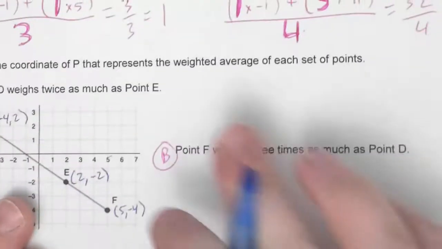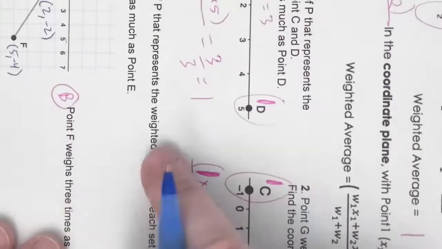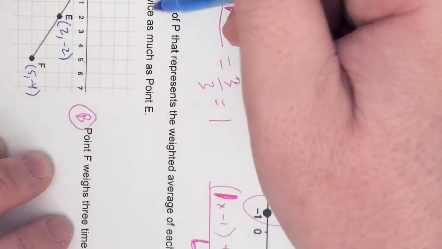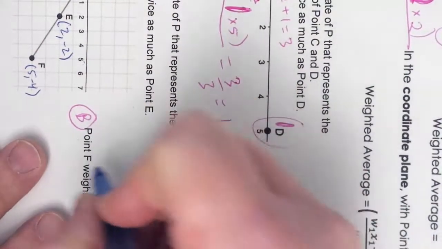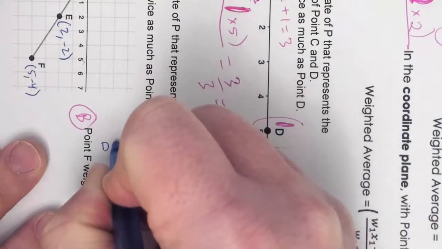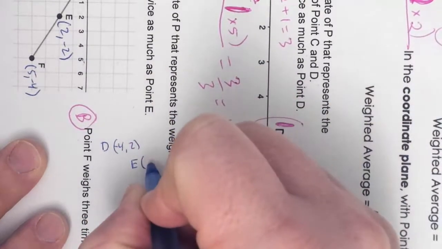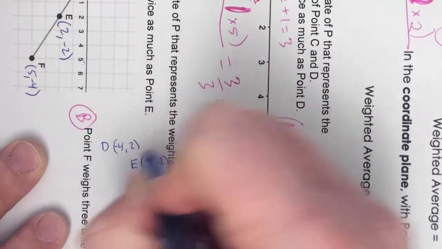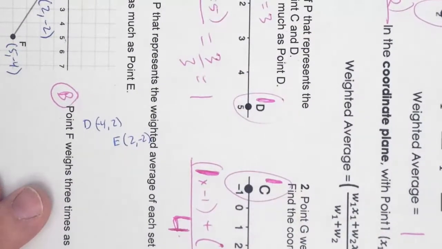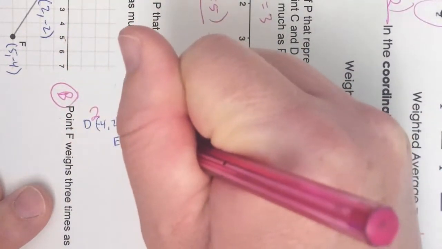All right, so we don't have a lot of space here, so the best thing you can do is actually turn your paper sideways and write it this way. All right, so for A, it says D weighs as much. So we have D and E. So let's go ahead and write down those coordinates. D is located at -4, 2. And E is located at 2, -2. So I just wrote down those coordinates. And they said that D weighs twice as much as E. So D, there's 2 of those, and E, there's only 1.